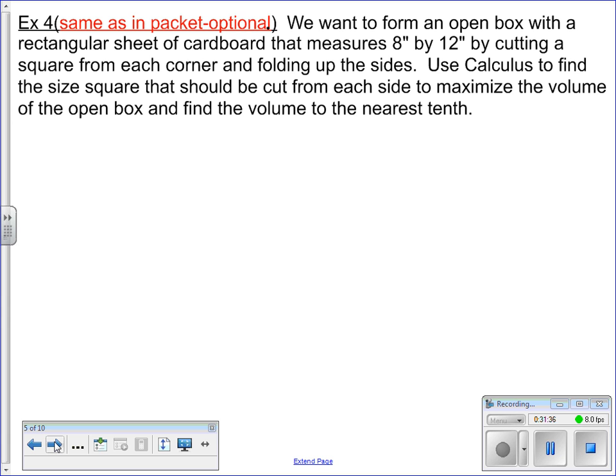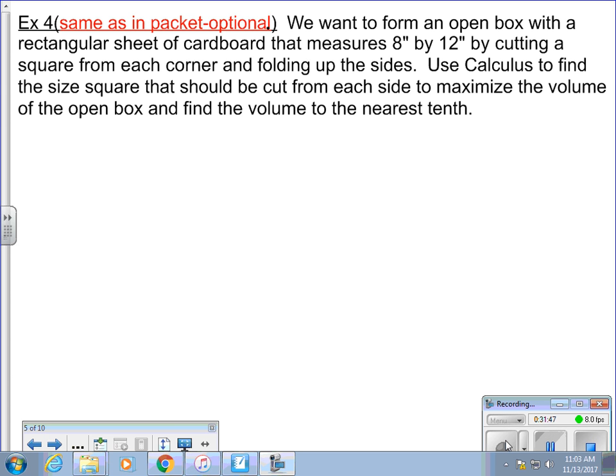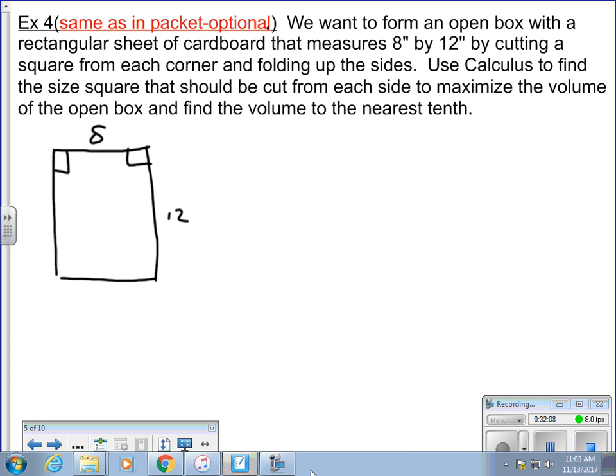And knowing how to solve this problem might just help you win a contest. Okay, as you know, you have done this problem before. You have a rectangle that is 8 by 12. And what we're going to do is we're going to cut out a corner from each edge and fold it up to find the maximum volume.